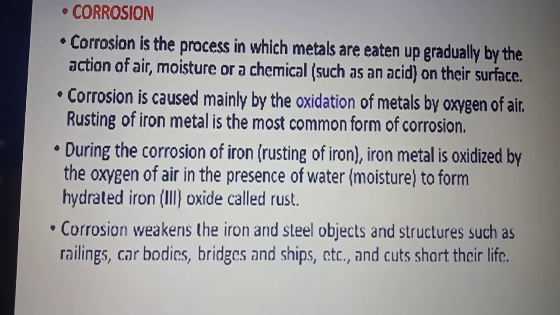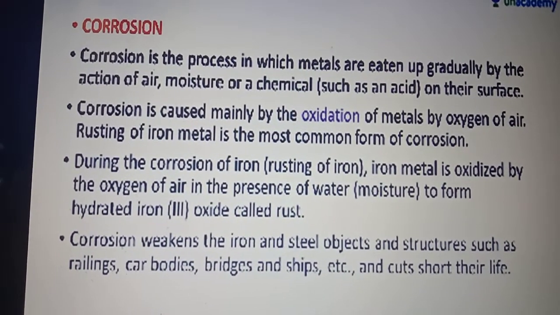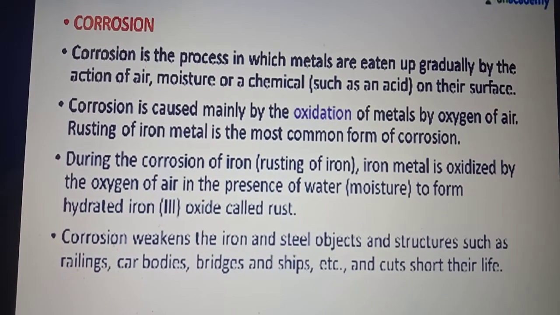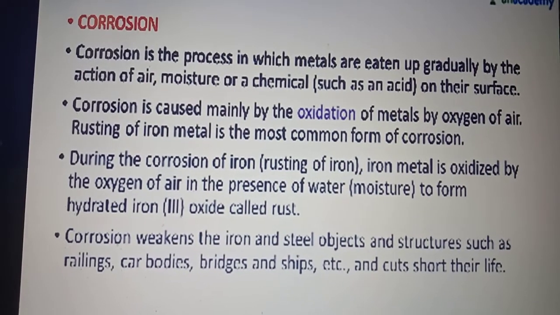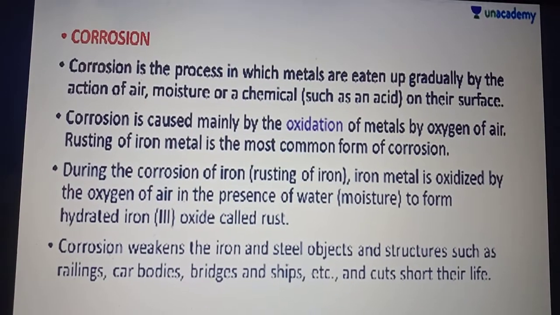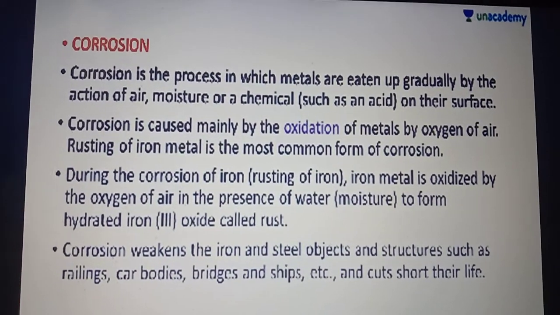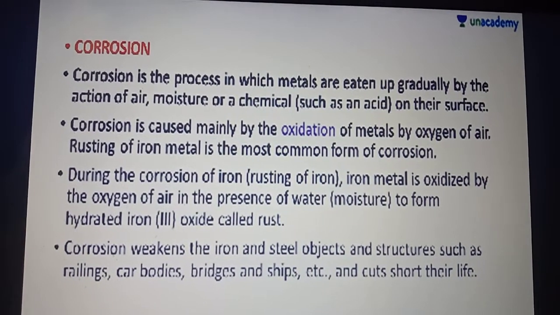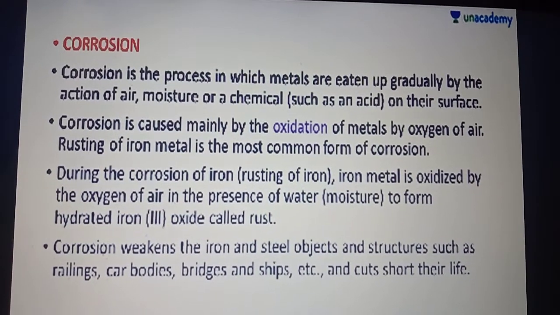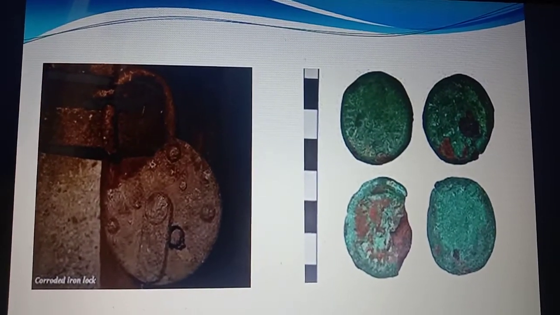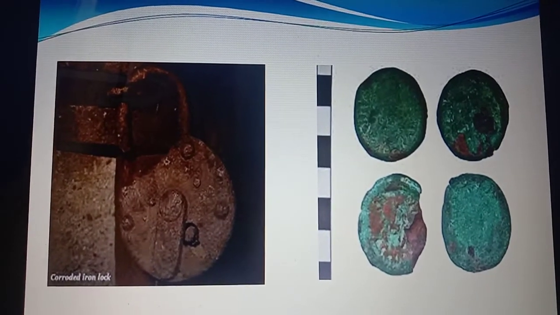Now, corrosion weakens the iron and steel objects and structures such as railings, car bodies, bridges and ships, etc., and cuts short their life. So, how can we prevent corrosion? Now, I'll just show you two of these pictures where you can see how the corrosion of metals takes place.